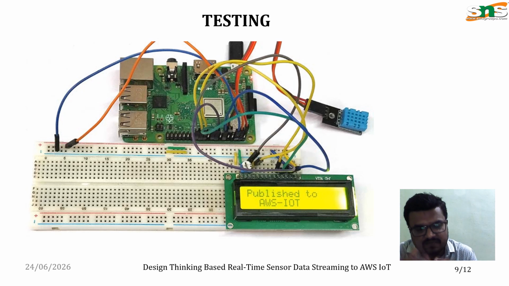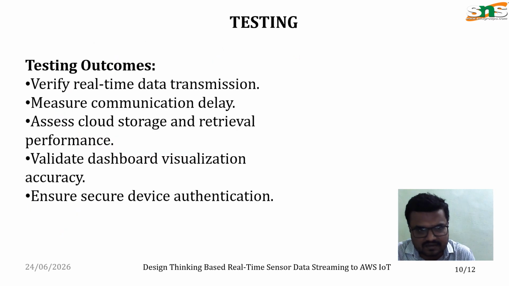Next is testing. After finalizing the sensor unit, we configure it to the AWS process. Then we can verify the cloud servers by typing the IP address of the particular websites, so that we can verify the cloud data using this model. These are the outcomes from testing: verify real data transmission and measure the communication delay, access cloud storage, validate the dashboard visualization accuracy, and ensure the secure device authentication process.